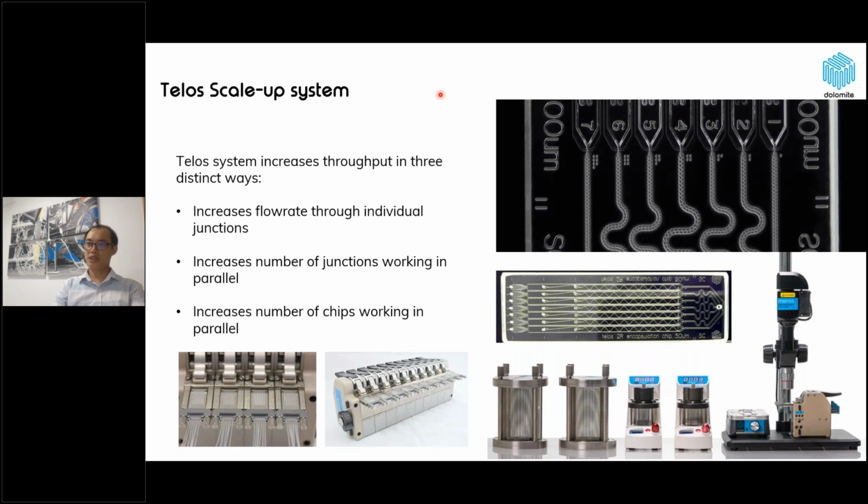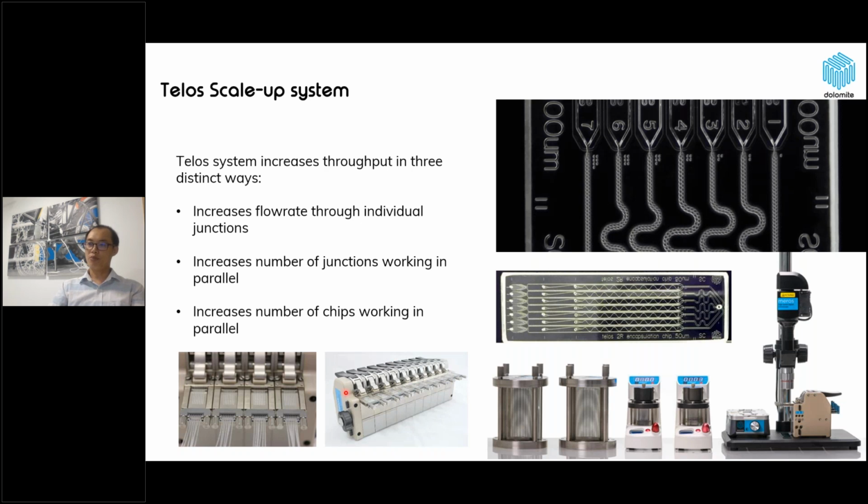And the Taylor scale system can increase the throughput in 3 distinct ways. It can increase the flow rate through the individual junction, or it can increase the number of junctions working in parallel. So basically, with the single channel chip, we have one single channel in one chip. But with the Taylor chip, we can integrate up to 7 channels working in parallel in one chip. And the throughput of the Taylor system can also increase by increasing the number of chips working in parallel.